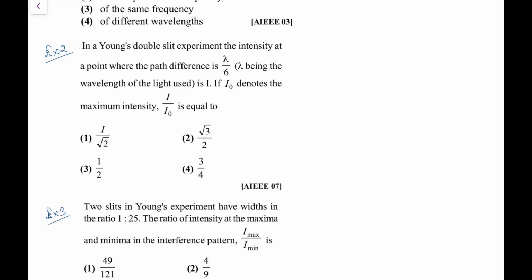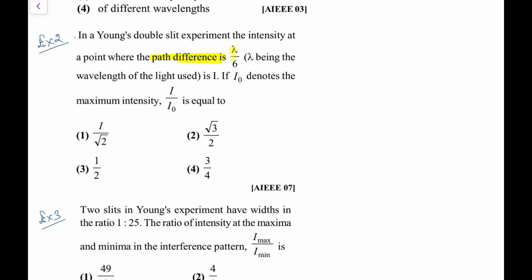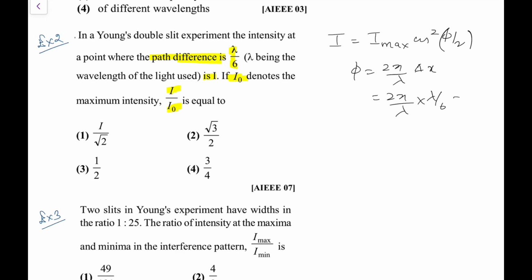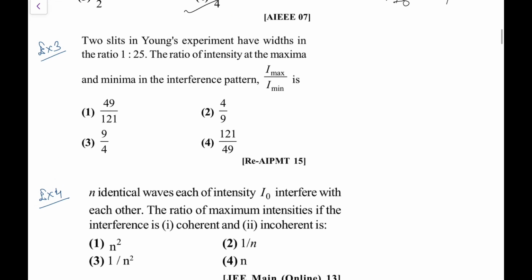In the YDSE, the intensity at a point where the path difference is lambda by 6 is I. If I naught denotes the maximum intensity, I by I naught is? Directly remember this formula: intensity at any point is I max or I naught cos square phi by 2, and the phase difference phi is 2 pi by lambda into delta x. So phi would be 2 pi by lambda into lambda by 6, that is pi by 3. So I is I naught cos square of half of this, that is pi by 6. Cos pi by 6 is root 3 by 2. So I by I naught comes out as 3 by 4. Go for option 4.